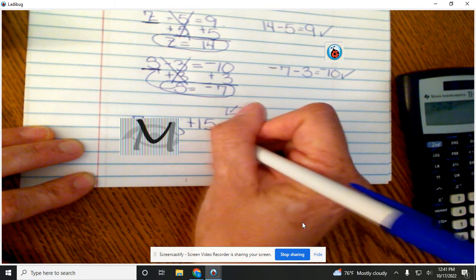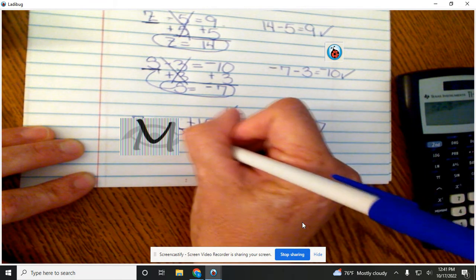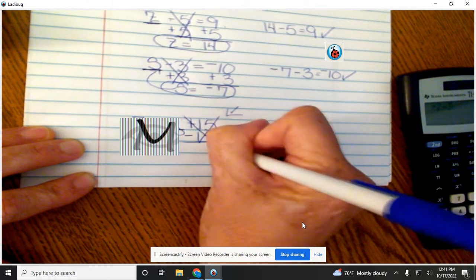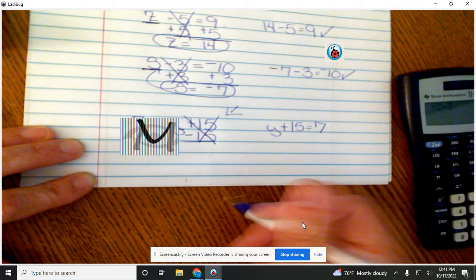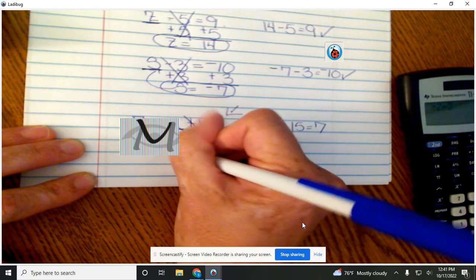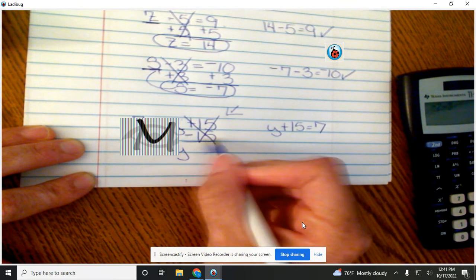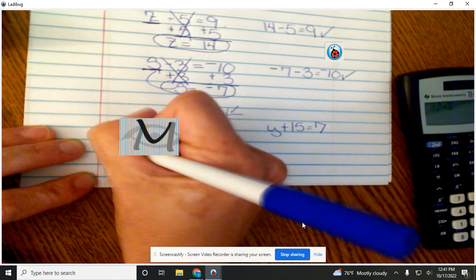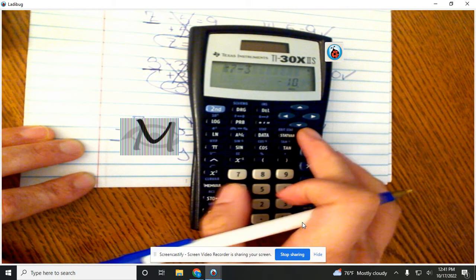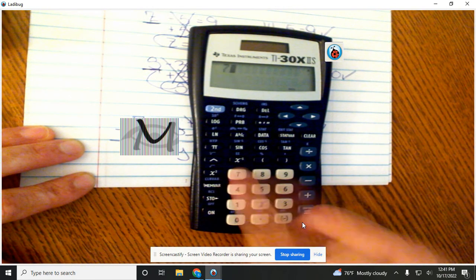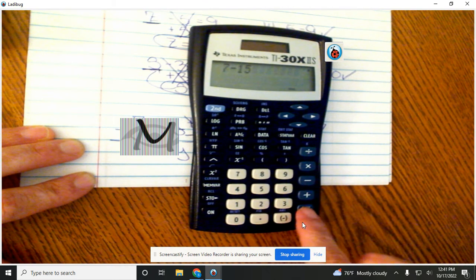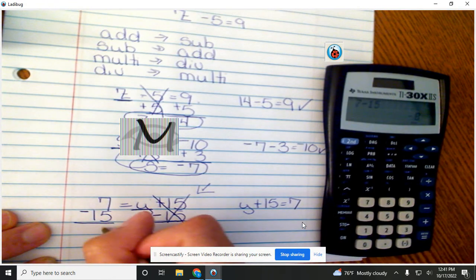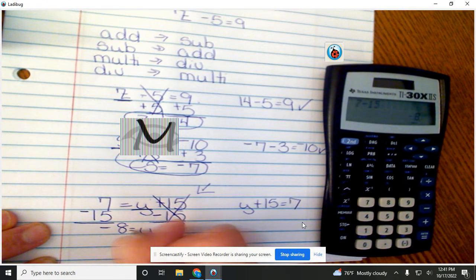So to get rid of this 15 and get y by itself, I'm going to minus 15. So positive 15 and negative 15 cross out and give you 0, which leaves you your y. Now if I minus 15 on one side, I have to minus 15 on the other side. So over here, 7 minus 15 gives you negative 8. So negative 8 equals y.